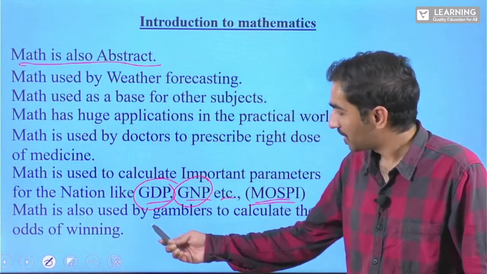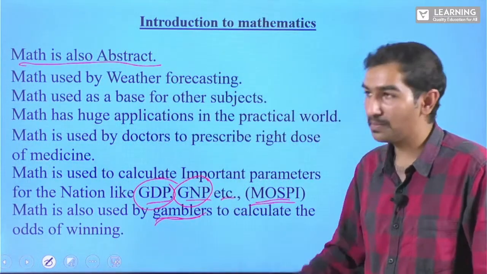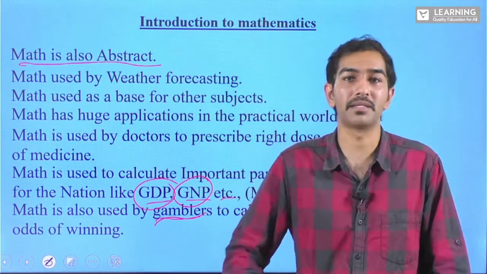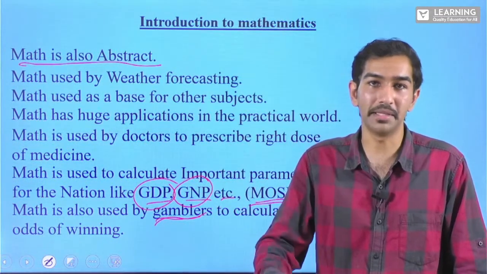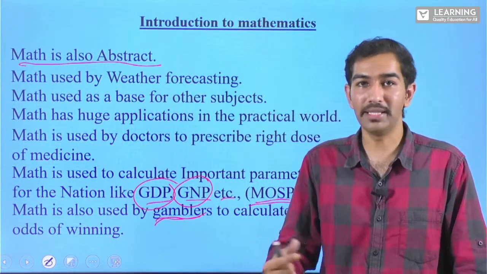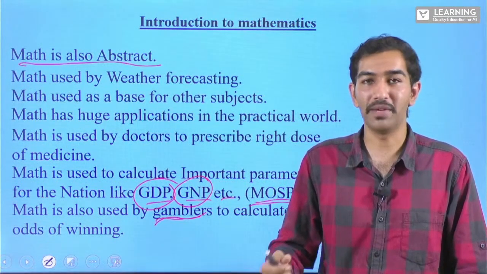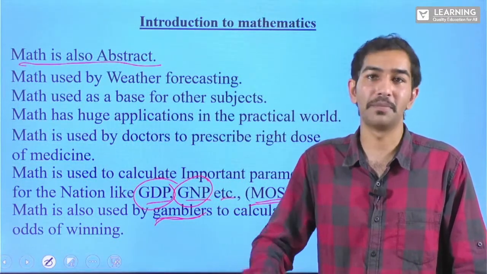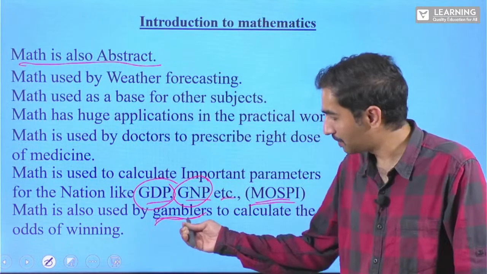Math is also used by gamblers. What is the meaning of gamblers? Those who bet money and play games. For example, Teen Patti, 32 cards, Andar Bahar. All these are games where they bet money and win an amount, and they also lose the amount. So math is also used by gamblers.